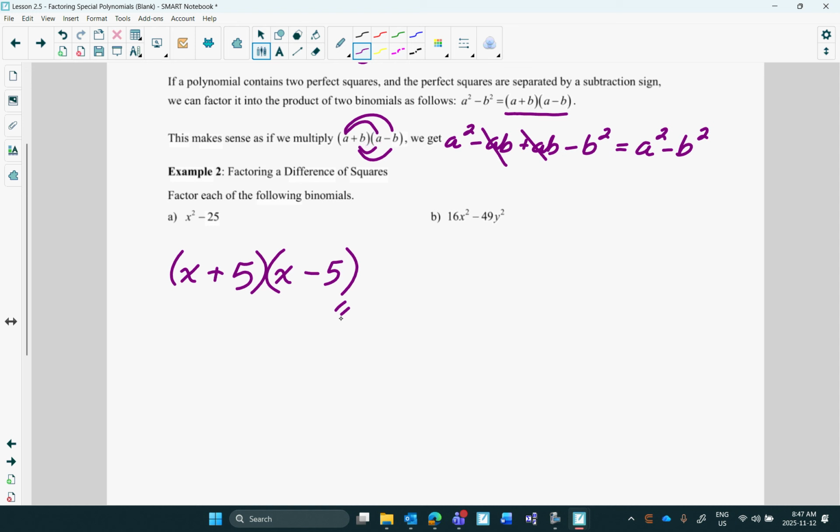The second example, again, two sets, plus and minus, and then fill it in. What times itself gives you 16x squared? 4x and 4x. What times itself gives you 49y squared? 7y. And we are done. That's it.